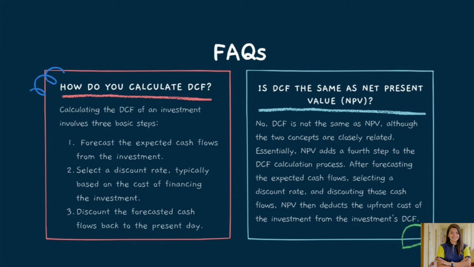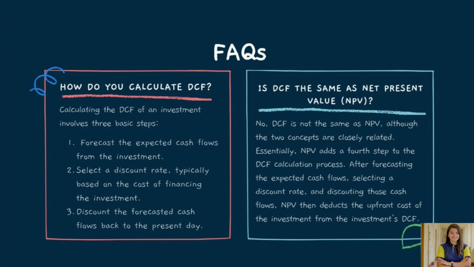First, you forecast the expected cash flows from the investment. Second, you select a discount rate typically based on the cost of financing the investment or the opportunity cost presented by alternative investments. The third and final step is to discount the forecasted cash flows back to the present day using a financial calculator, a spreadsheet, or a manual calculation.